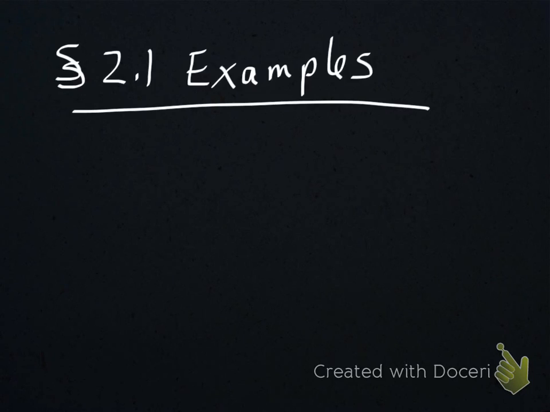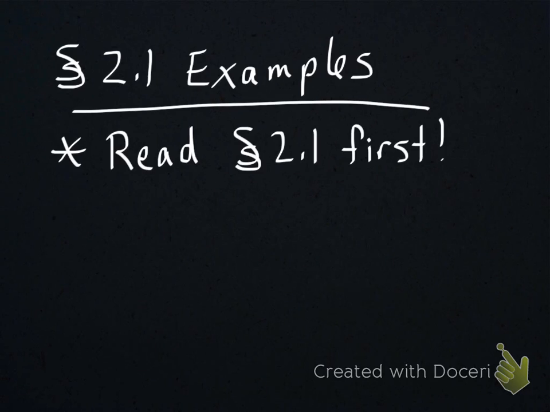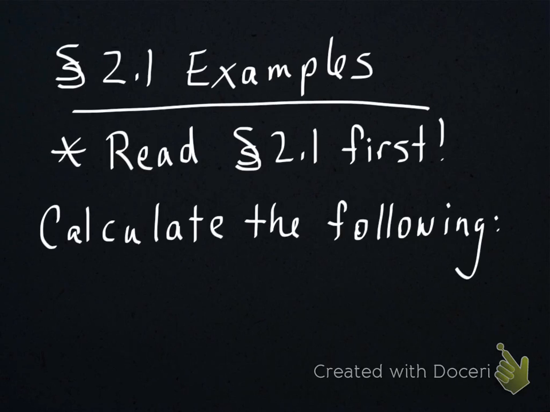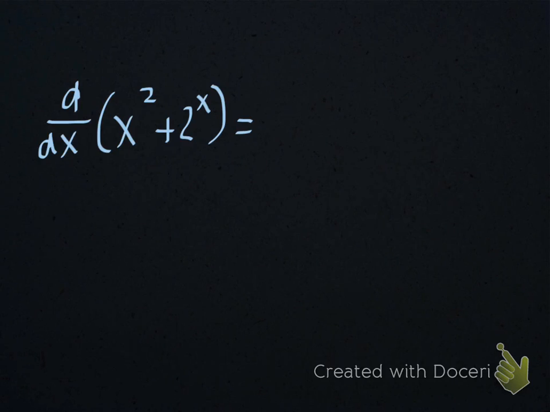This is the recording for section 1.2 where we start to learn some basic formulas for taking derivatives. So these are just some examples of how to use those rules. You absolutely must read section 2.1 first, where they present the rules, and these are going to be examples using those rules. So let's calculate some derivatives.